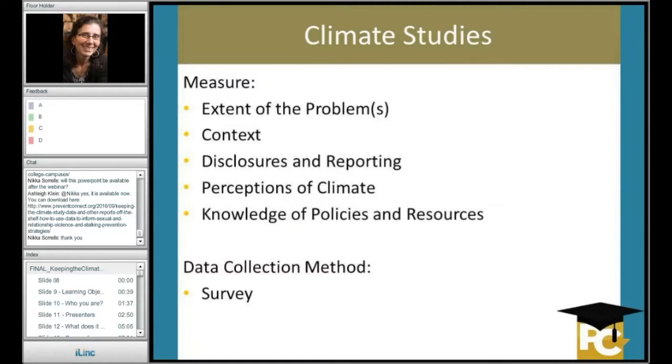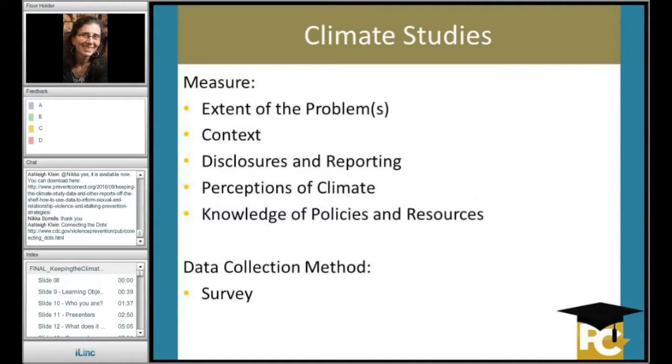Before we do another polling question, I wanted to say a little bit about climate studies. As many of you know, there's been a lot of talk about climate studies over the past couple of years, and we sometimes get a hint of whether or not climate studies will be mandated by either the federal government or by our own states.